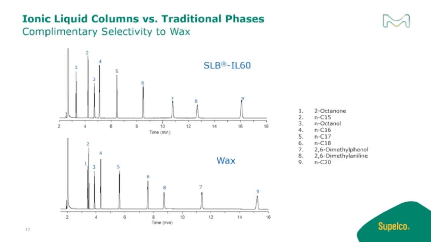Now, we said they're very comparable to traditional phases, but there are some differences. And here's an example where we're comparing the SLB-IL-60 to a traditional wax phase. And all we're doing is looking at a standard polar test mix, and you can see the difference in the elution pattern. Peaks 7 and 8 on the SLB-IL-60 elute in a different pattern compared to your traditional wax phase. Whereas on the SLB-IL-60, the dimethylphenol comes out prior to the dimethylaniline peak, and it's reverse order on the wax phase. So again, very similar, but there are some differences in selectivity, as I'll show you as we go through this talk.